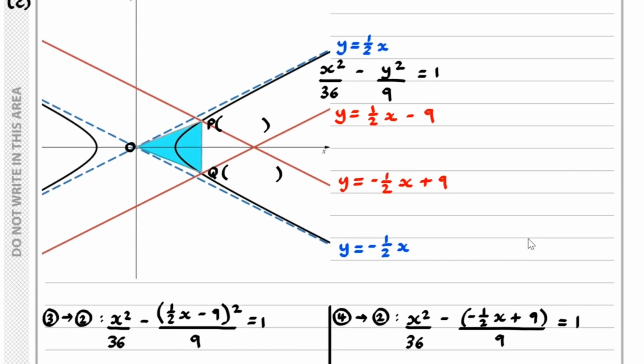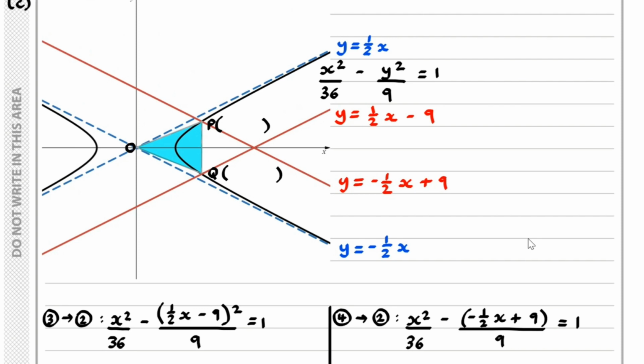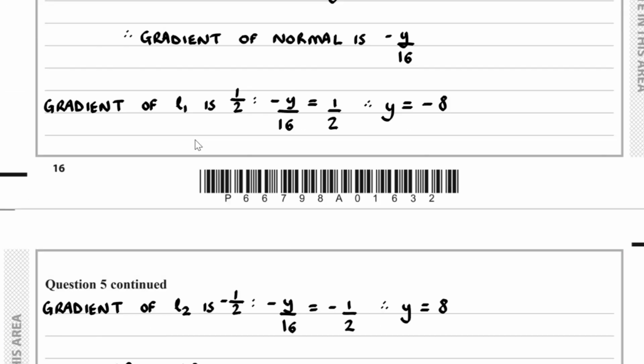So if I go back, we have L1 here, L2 here. So the coordinates over here are 10, 4, and here we've got 10, minus 4. Now we need to find out the area of this triangle shown shaded in blue.